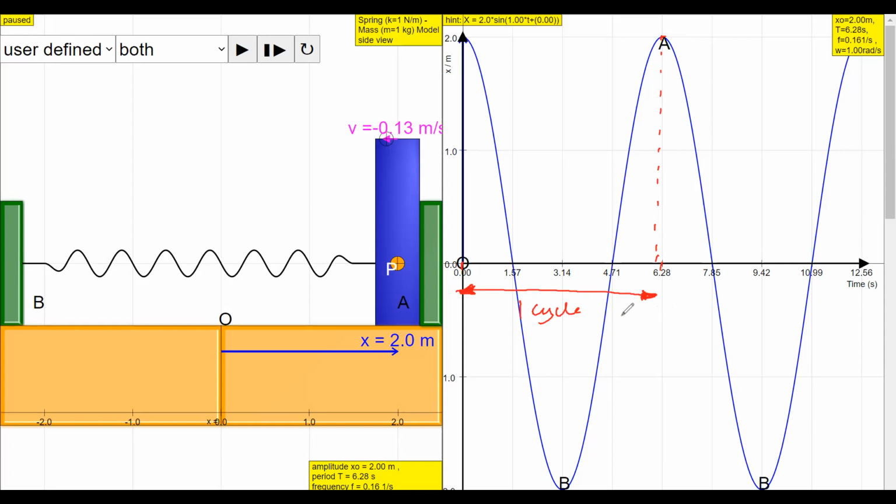And period is the time it takes for one cycle. Therefore, its unit is measured in seconds per cycle. In this illustration, we have our period of 6.28, and the symbol for period is T.